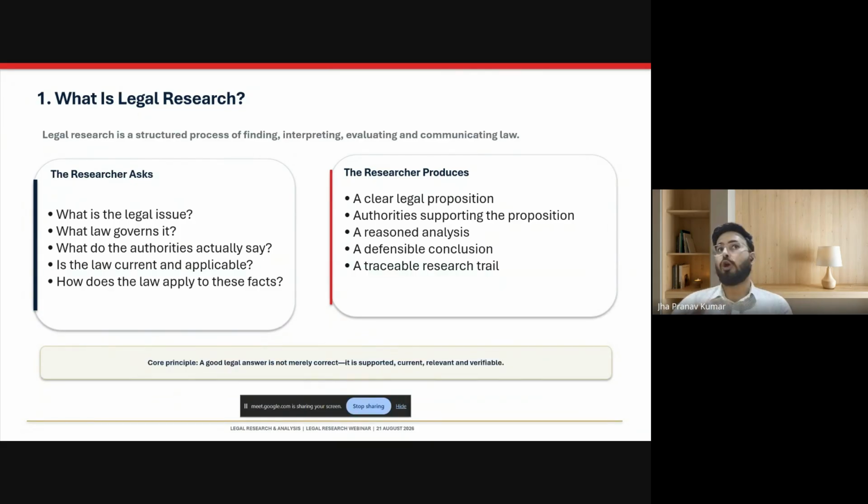Your statement cannot be vague. As we in law always say, we do not depend upon the preponderance of probability. You need to prove beyond reasonable doubt. So you need to have a very defensible conclusion, and then your research should be traceable. You cannot claim something new, something that never existed. You need to do something which is traceable, which is available and which can be cited.